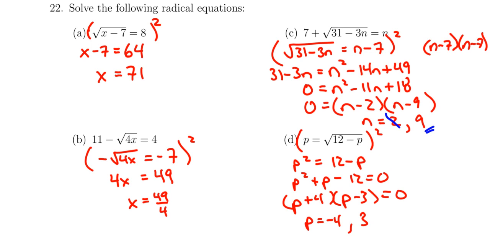I know that it can't be the negative 4 because if I plugged in that negative 4 right at the beginning here, I would get 12 minus negative 4. The problem is a square root can't be negative. So it's going to have to be 3. And if you plug in 3 and check it, that does work because the square root of 9 is in fact 3. So that does work.